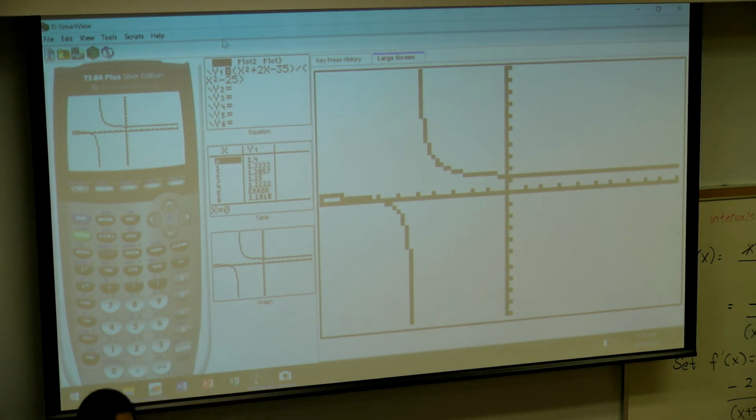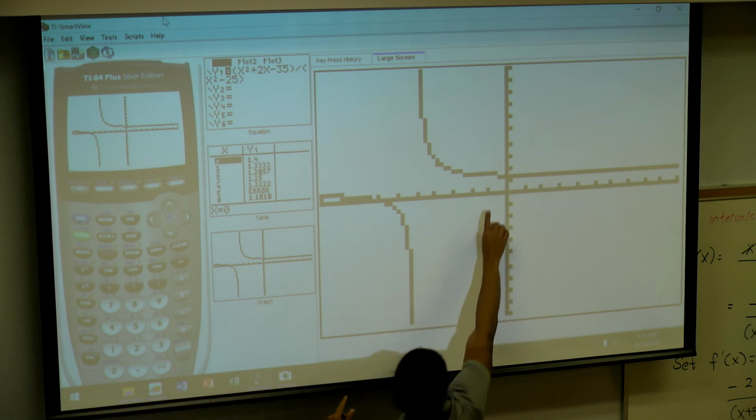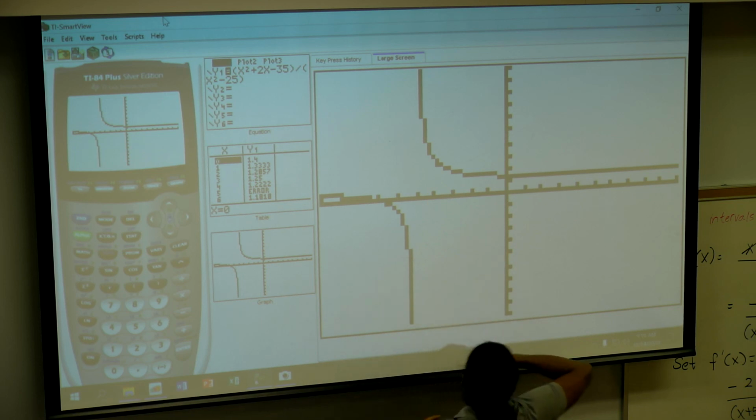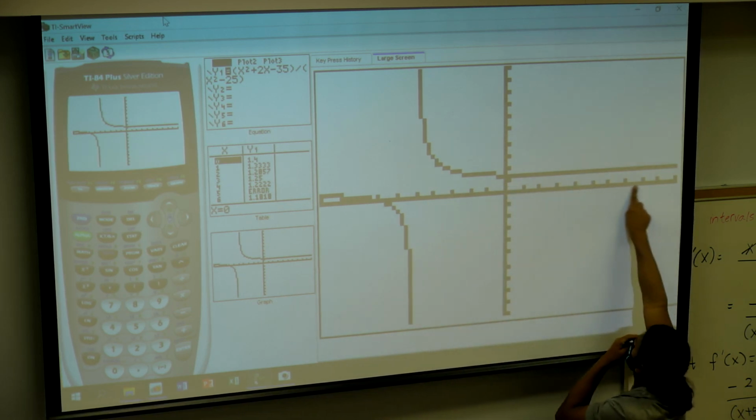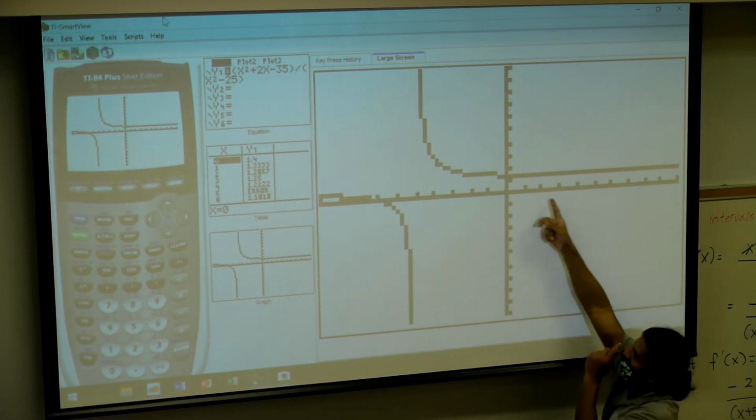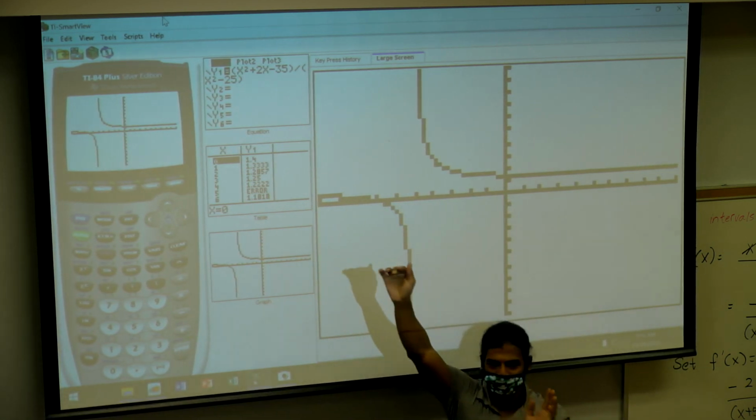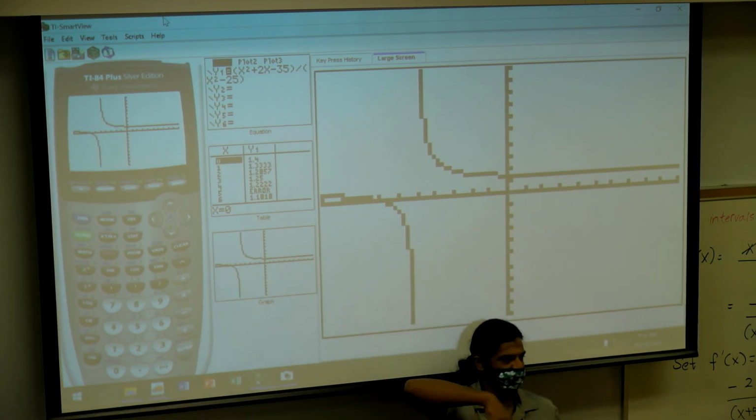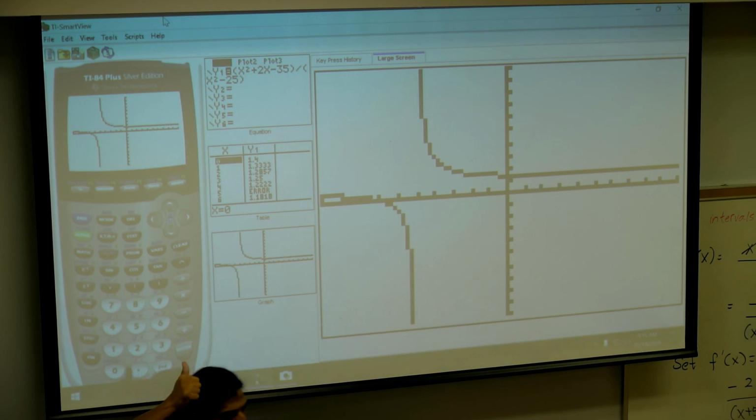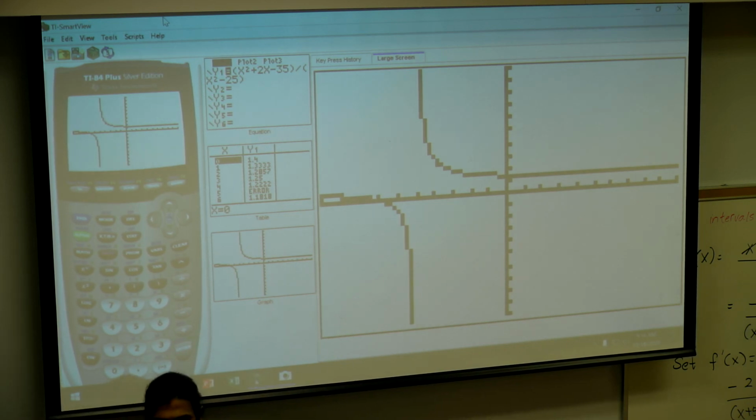Did we do well? Did we do okay when we graphed it? Yes. So negative 1, negative 2, negative 3, negative 4, negative 5. And the curve is moving along 1 on that side also. We're just not able to see it. But it is moving along 1. Are we good? Yes. Okay.